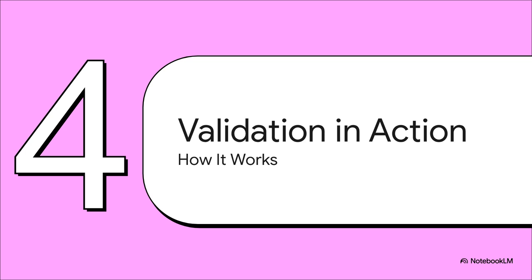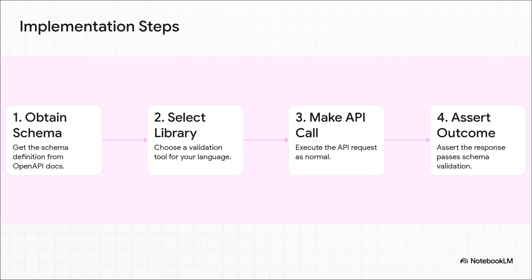It's way simpler than you might think to get this up and running in your own code. It really just boils down to 4 steps. 1, get your hands on the schema definition file. Usually you can just grab this from the API's Swagger or OpenAPI docs. 2, pick a validation library for whatever language you're using. 3, make the API call, just like you always do. And 4, instead of a dozen assertions, you just have 1. Assert that the response matches the schema.